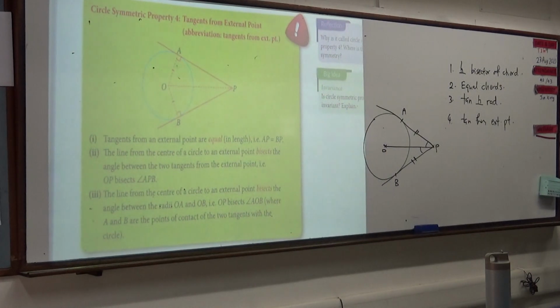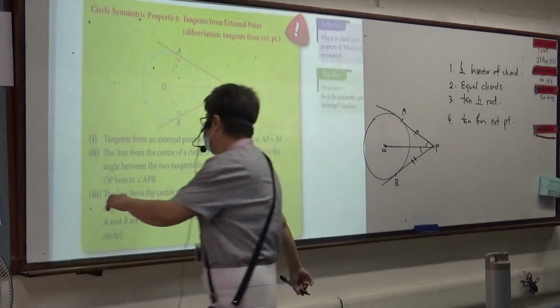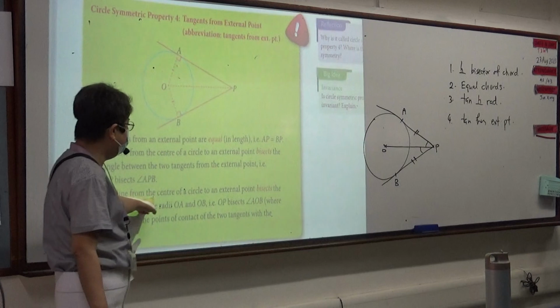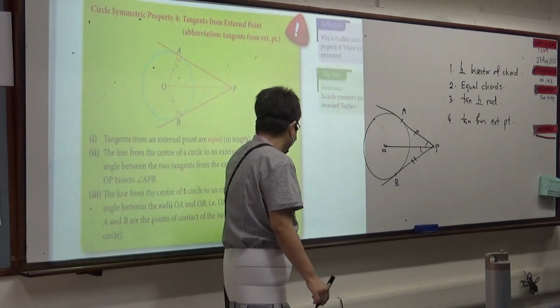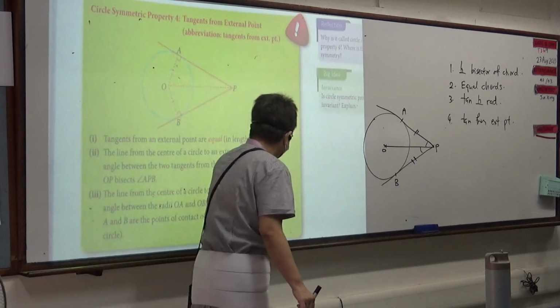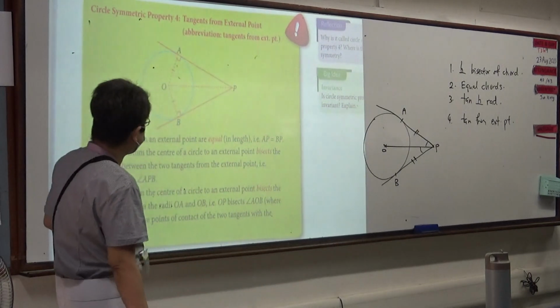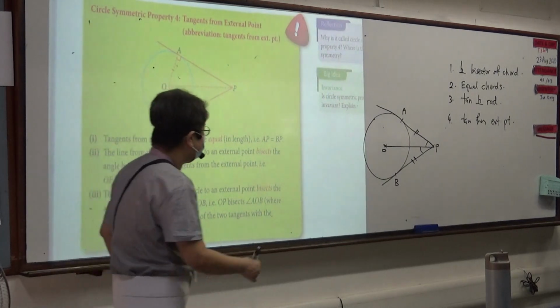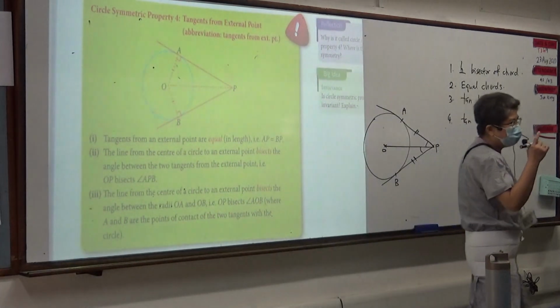Yes or no? Yes. Now the third one that can be drawn from this is this. The line from the center of the circle to an external point bisects the angle between the radii OA and OB. That means OP bisects angle AOB, where A and B are the points of contact of the two tangents on the circle. Now actually it's very simple.